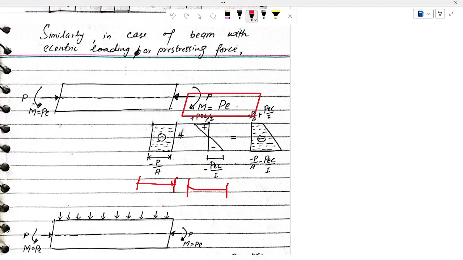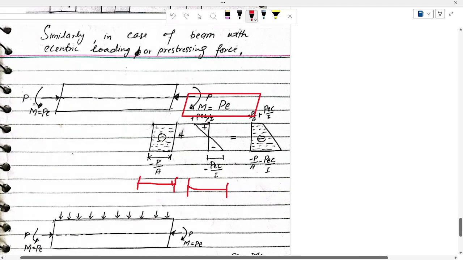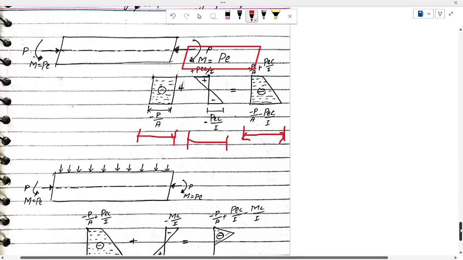This moment is producing tensile stresses at the top and compressive stresses at the bottom. Therefore there is a plus sign on top and a minus sign on the bottom, and this is the resultant condition when there is no loading. They are just plus and minus.